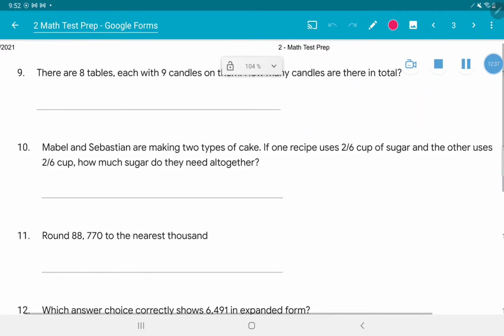All right, let's look at this one. There are 8 tables, each with 9 candles on them. How many candles are there in total? How am I going to solve? There are 8 tables, each with 9 candles on them. How many candles are there in total? I want you to type in your answer.